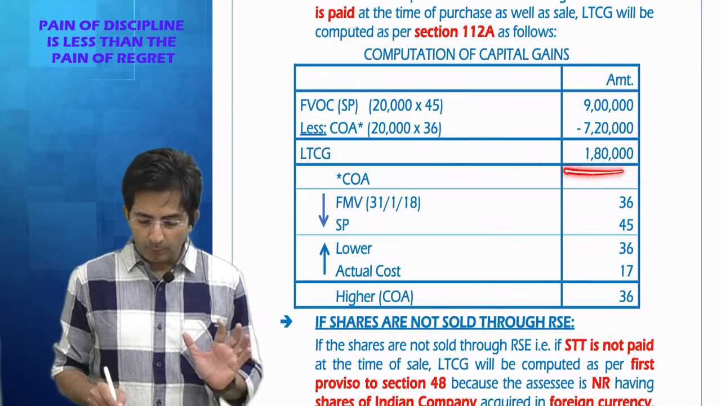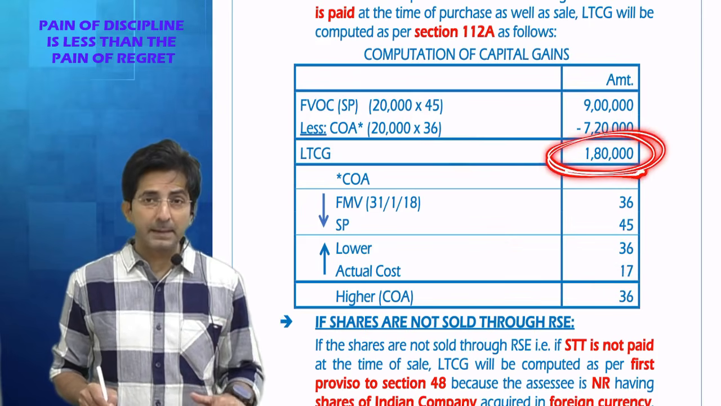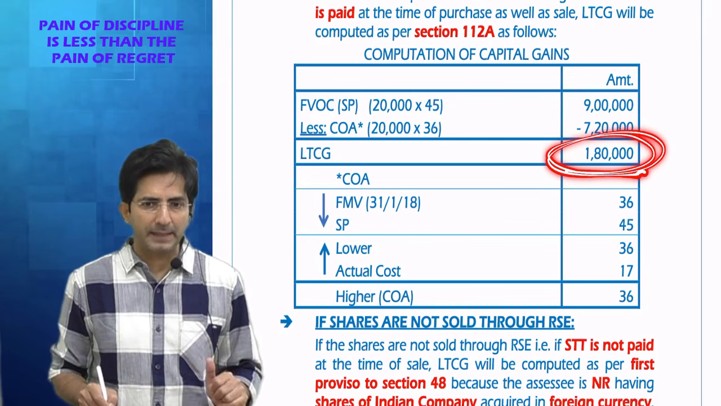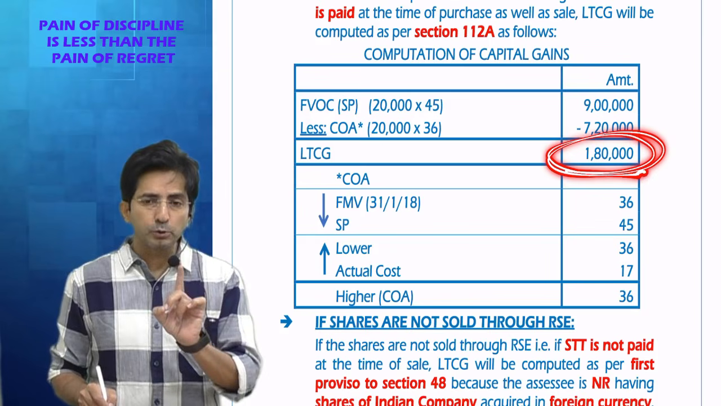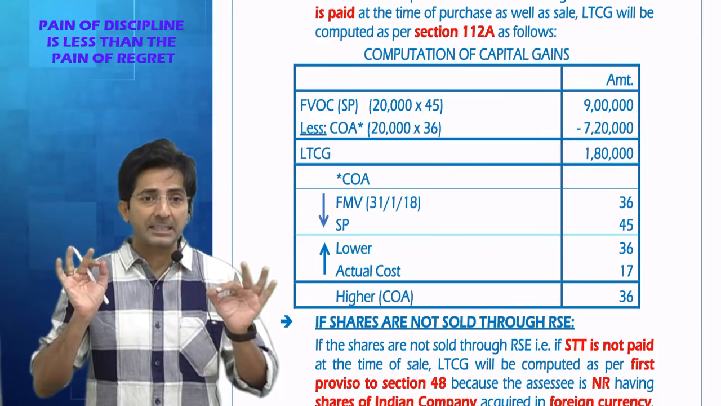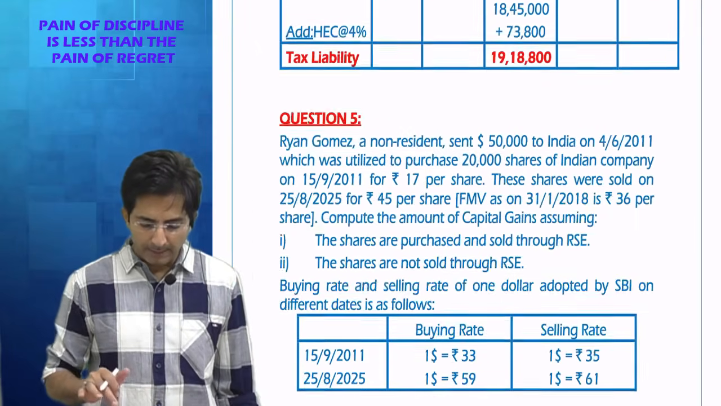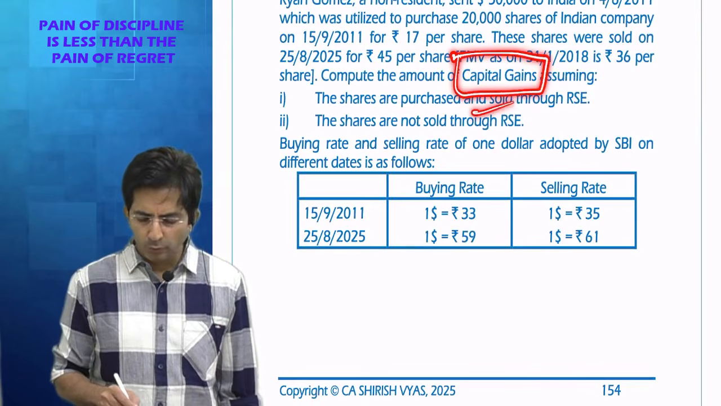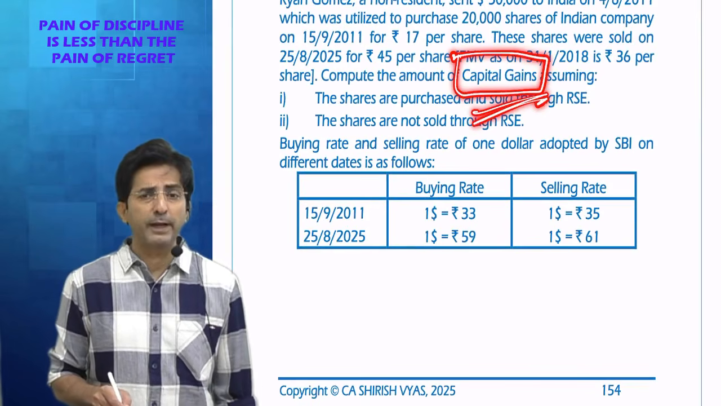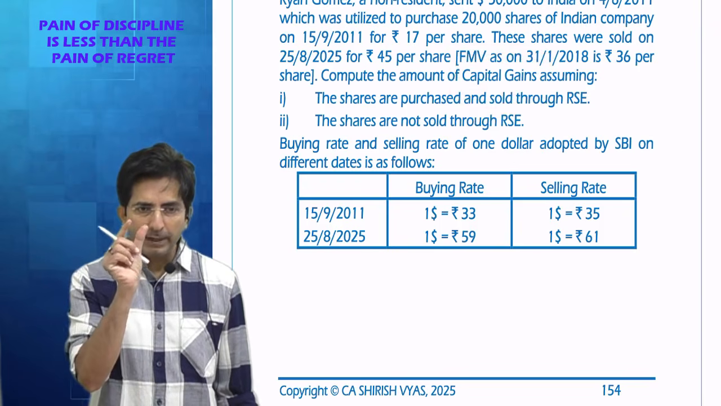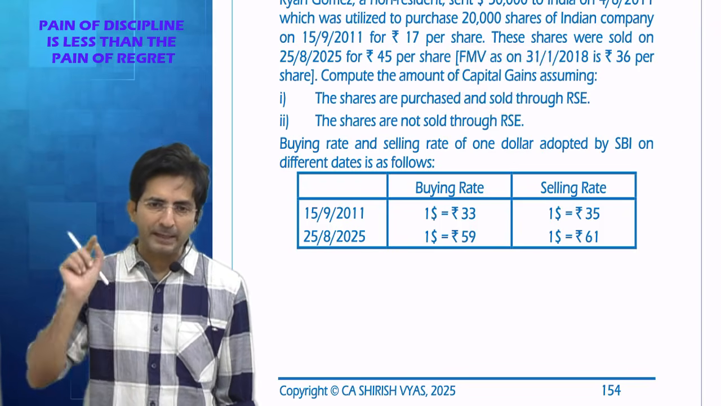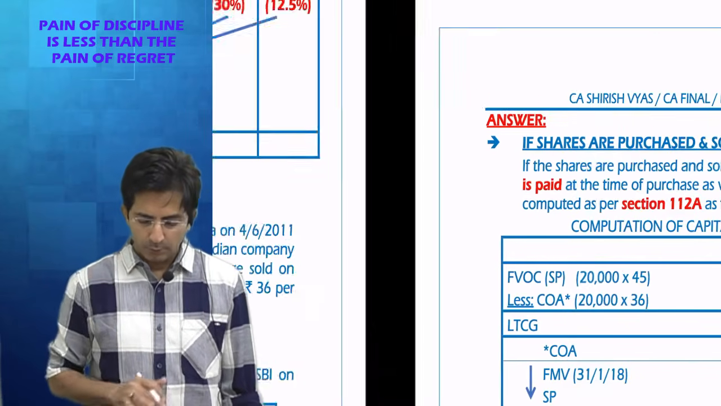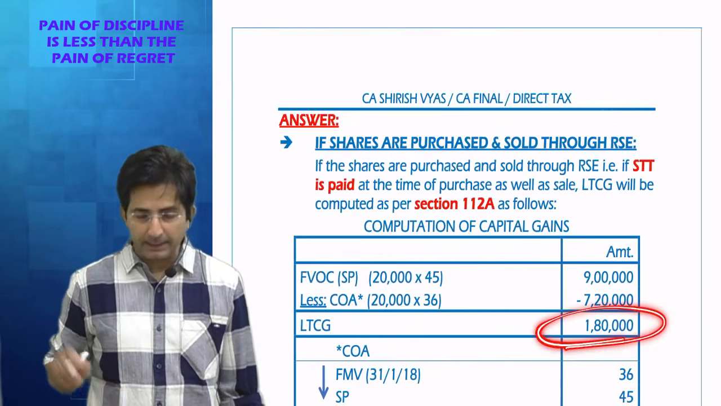Now tell me, from this long-term gain, how much is exempt? 1,25,000. Balance is subject to 12.5% tax. But this knowledge you should show if the question is on tax calculation. Here what they've asked is to compute the capital gains, that's it. So no need to show off the knowledge of 1,25,000, because that exemption is applied while calculating tax. The question doesn't say to calculate tax. So your answer will be this plain 1,80,000.